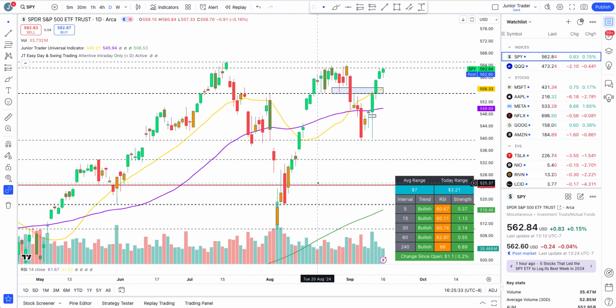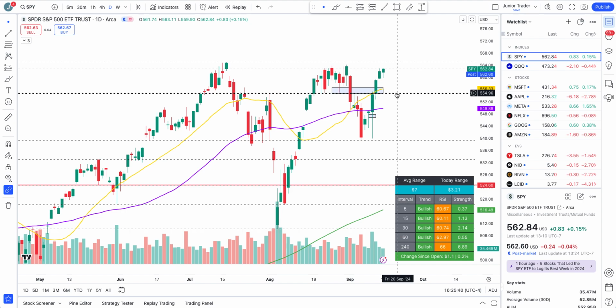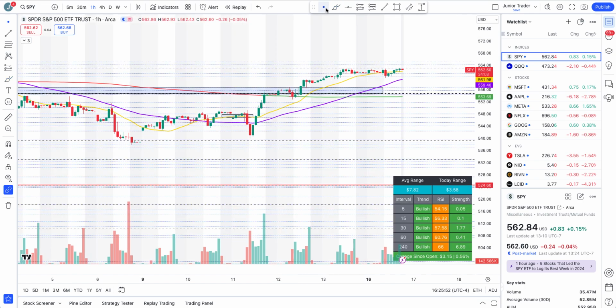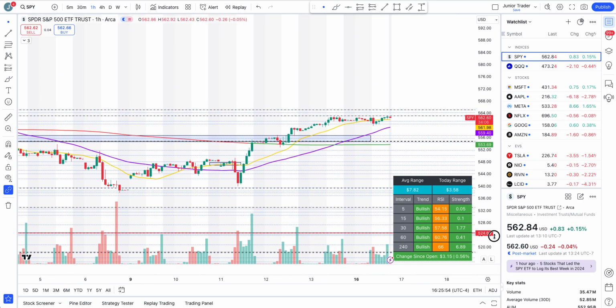We are on S&P 500 still in the bullish structure over here, right? Now, as I said, as long as we continue to stay above 554.96, structure will remain bullish on S&P 500. Pullbacks are still getting bought back up. We are not very far away from just breaking to the all-time highs, right?